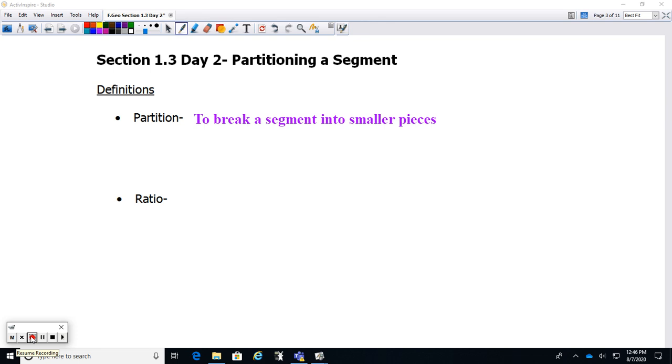We are going to be working on section 1.3, day 2, partitioning a segment. So the first thing you're going to want to write down is the definition to the word partition. It just means to break a segment into smaller pieces. Sounds like a big word for an easy definition.